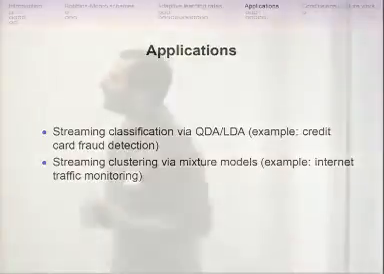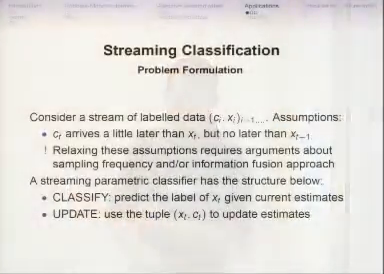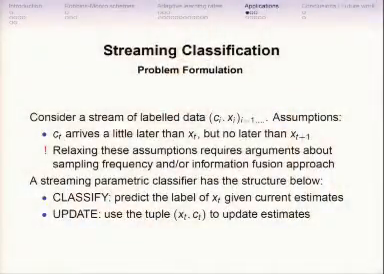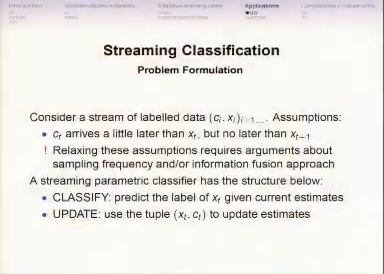I was thinking of now moving to some applications, and the two I had in mind are streaming classification via quadratic discriminant analysis with an example application to credit card fraud detection, and streaming clustering with mixture models. So streaming classification is a problem that has applications to various real data domains.